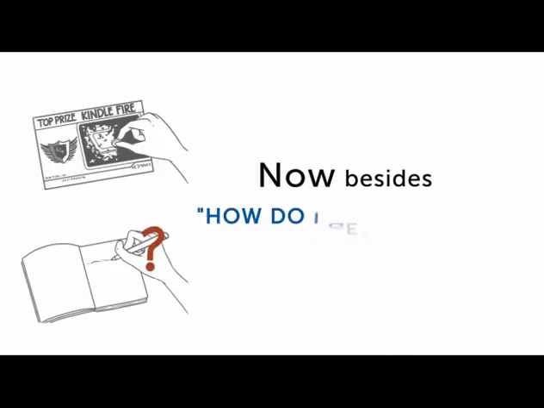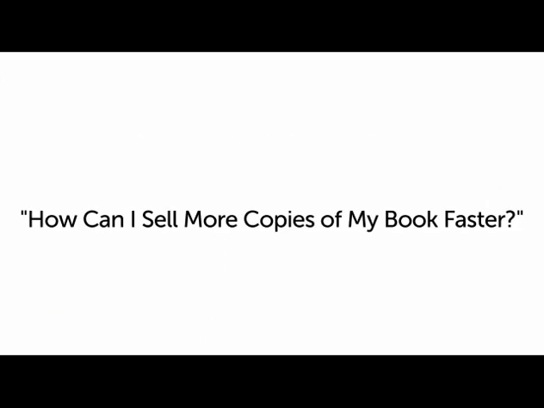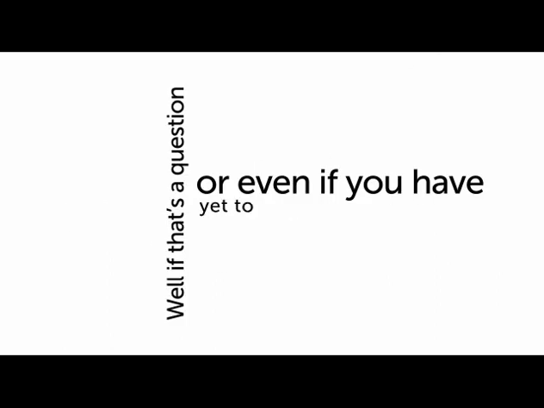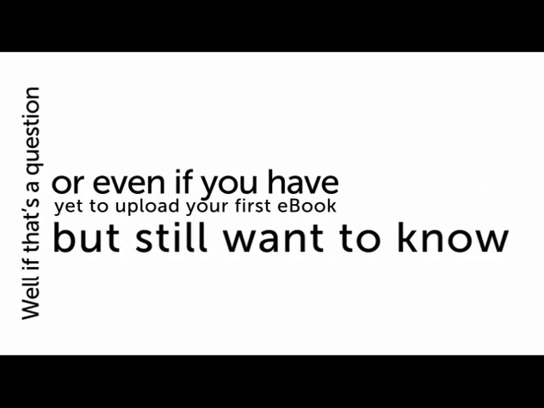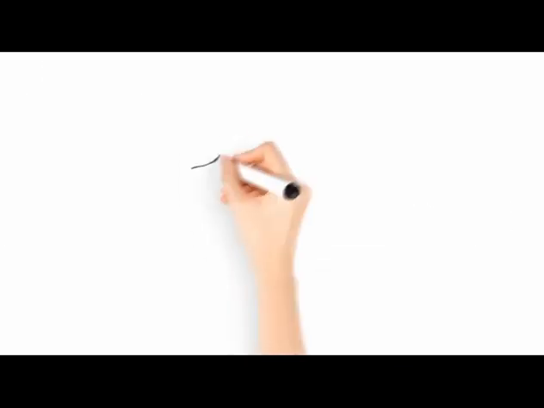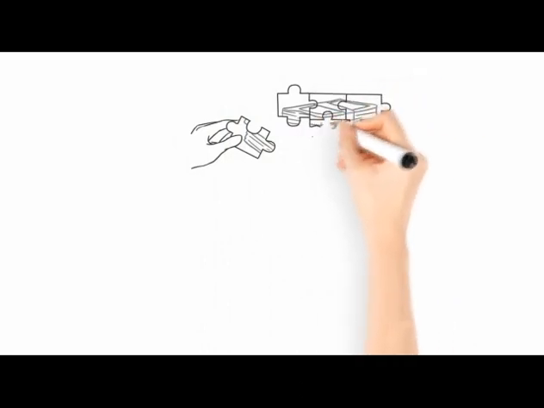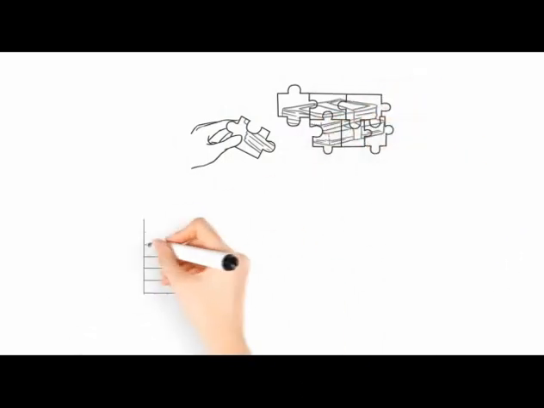Now, besides how do I get started, which I showed you how to do in the first video, remember? One of the questions that I get asked the most is, how can I sell more copies of my book faster? Well, if that's a question that has been on your mind, or even if you have yet to upload your first ebook, but still want to know how you can come out the gate super strong when you do, I'm going to give you 7 different things that you can put into place to almost immediately increase your profits in ebook sales.